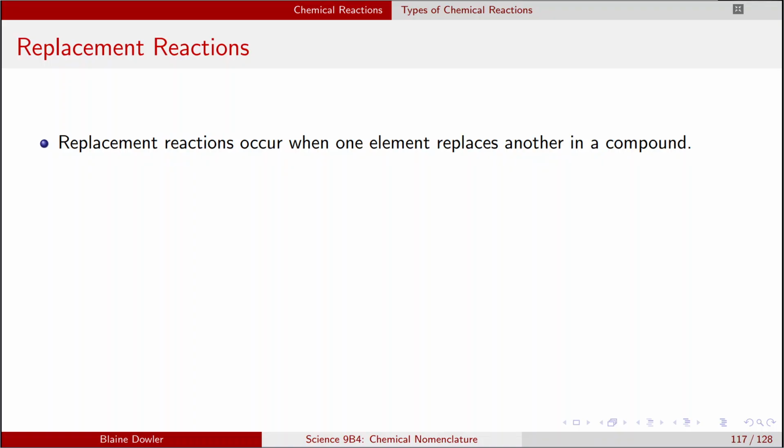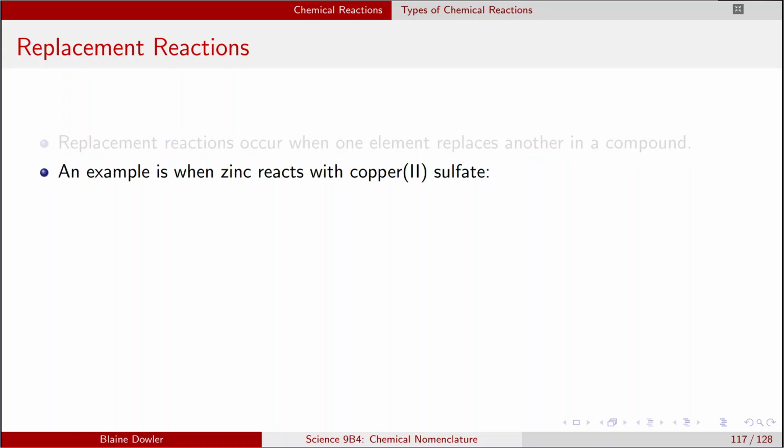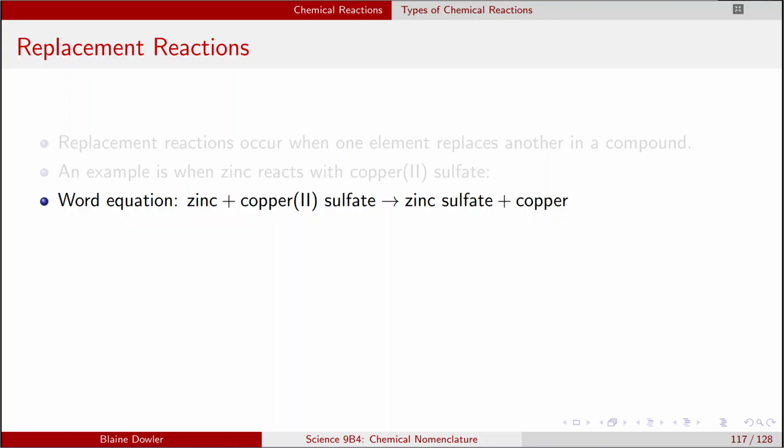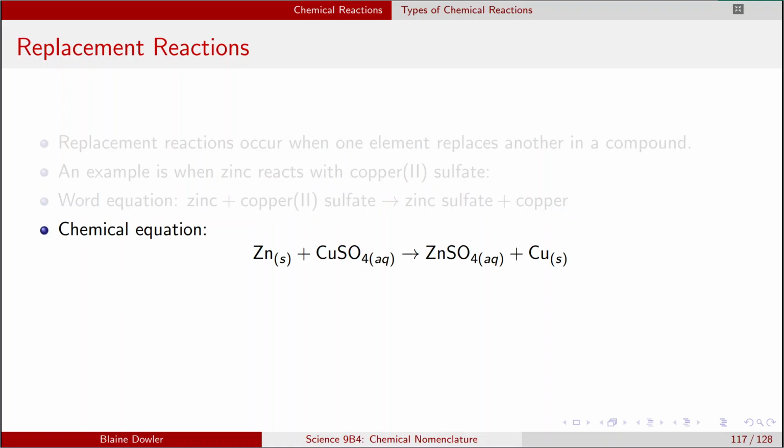Replacement reactions occur when one element replaces another in a compound. An example is when zinc reacts with copper 2 sulfate. The word equation is that zinc plus copper 2 sulfate produces zinc sulfate and copper. So the zinc has taken copper's place, bonded with the sulfate. The chemical equation, we have that Zn plus CuSO4 produces ZnSO4 and Cu.